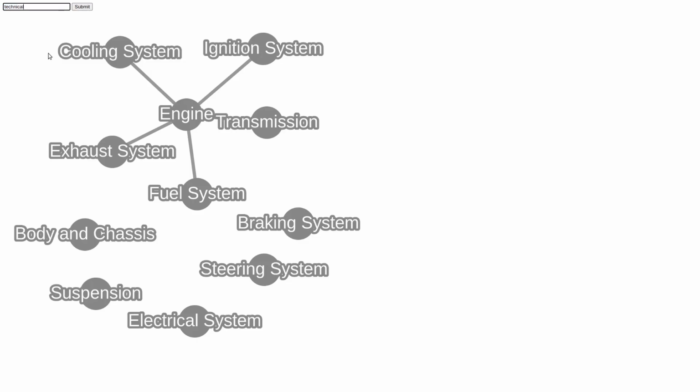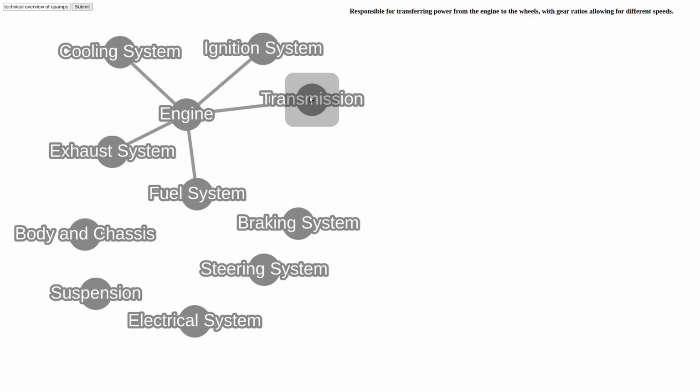So you can do a technical overview of op amps, and then it's going to go through the pipeline again: the Exa search into the Command+, into the Cytoscape view. It's going to come back with a technical overview of how op amps work, what they do, and stuff like that, just whatever the model thinks is useful to understand about op amps from the data that Exa's web search has provided it.